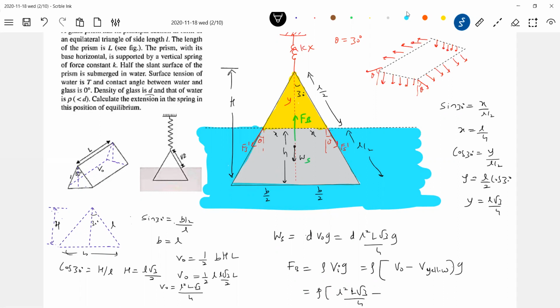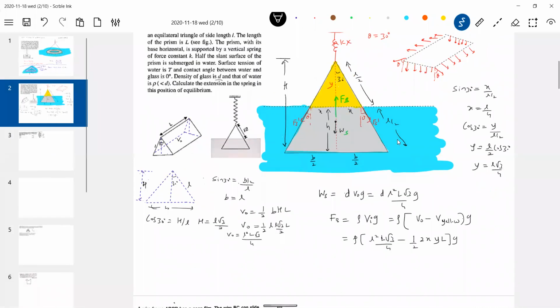Again, what is the volume of the prism? Half into base length, which is 2x, height is y, and the edge length is L, into g. This is testing your geometry. To be frank, surface tension is already over once. If I draw this diagram, the rest is all geometry, which we should know. No, let me take the next part.